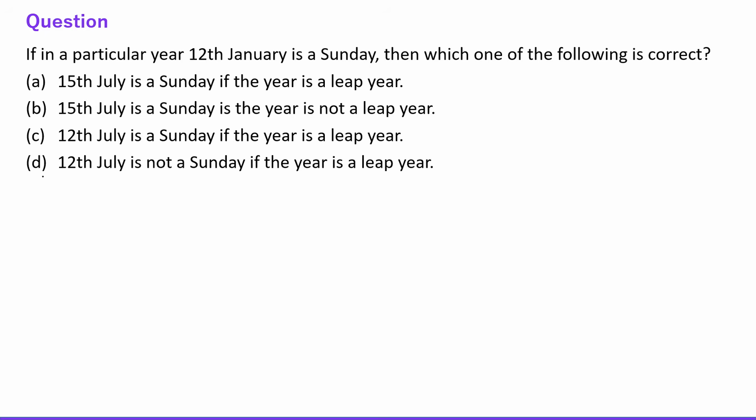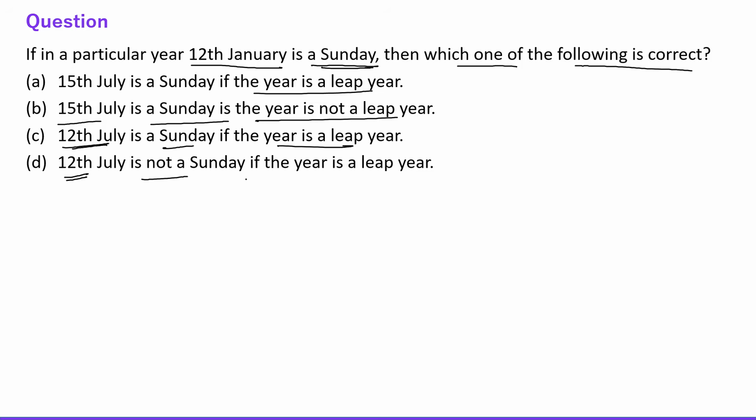The next question says, if in a particular year 12th January is a Sunday, then which of the following is correct? 15th July is Sunday if the year is a leap year. 15th July is Sunday if the year is not a leap year. 12th July is Sunday if the year is a leap year. 12th July is not a Sunday if the year is a leap year.